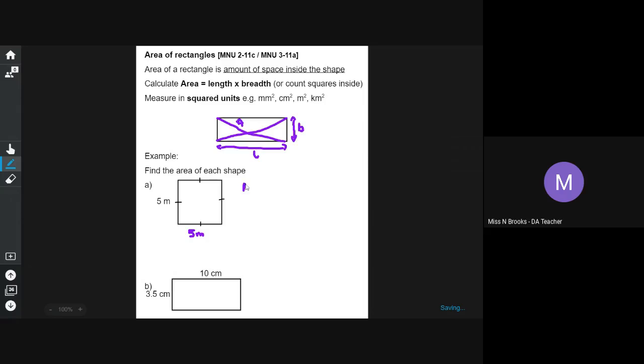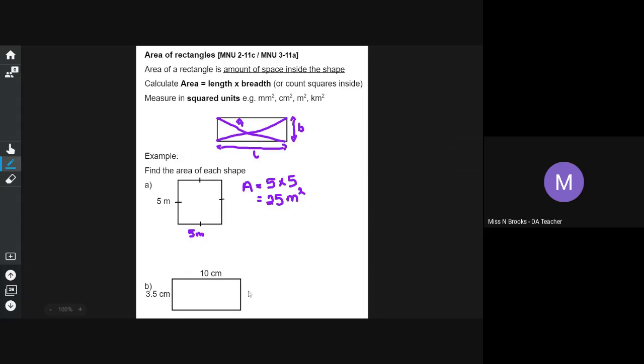So our area, A, is going to be the length, 5, multiplied by our breadth, which is also 5. And we know that 5 times 5 is 25. We've got meters, and we've multiplied two numbers together, so our units are squared.